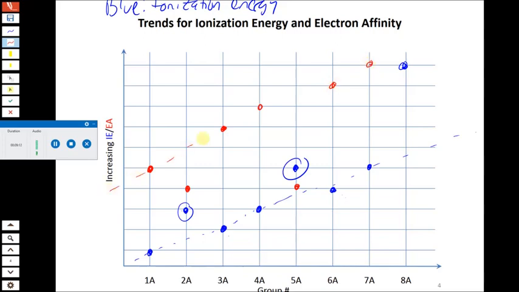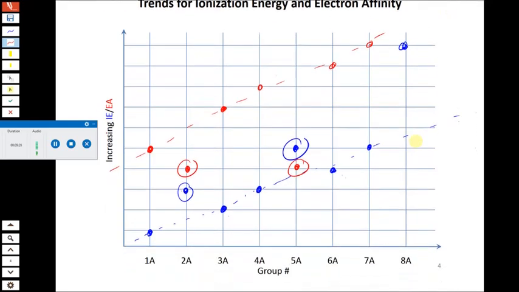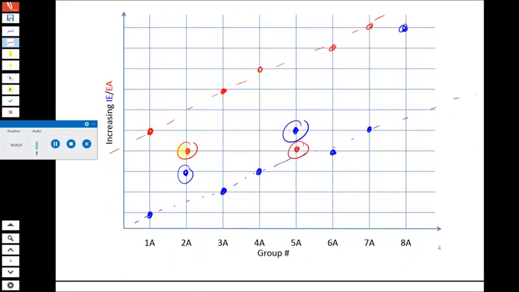All right, so again, a pretty steady increase for most groups, but with 2A and 5A for ionization energy, which I'm going to have in red in case that wasn't obvious, electron affinity in red, those are going to lie below the trend. Okay? So for electron affinity, we have the same spots where the trend breaks, but this time we have a decrease in electron affinity at those positions, a lower electron affinity than we expect.